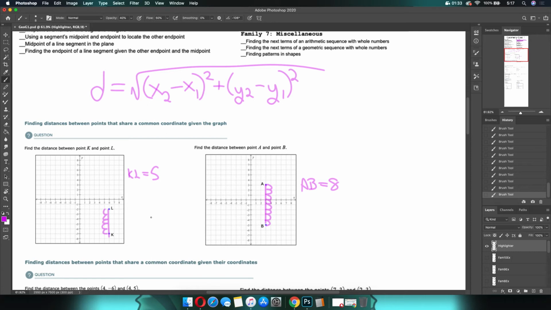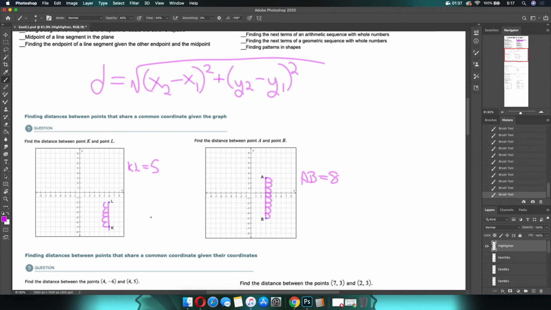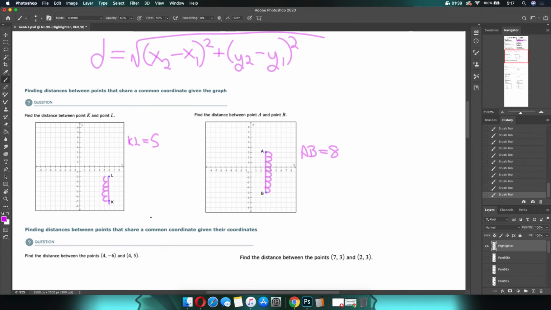But what happens then if they don't give you a graph where you can very easily do your counting? Well, that's where this formula starts coming into play. So what we're going to do, you can see here that they gave us 2 numbers. We're going to do some labeling. So that's going to be x1, y1, x2, y2. And now we are all set to label our formula.